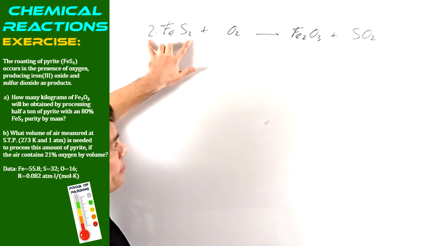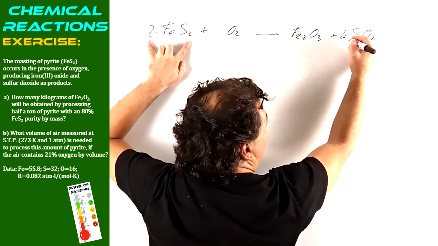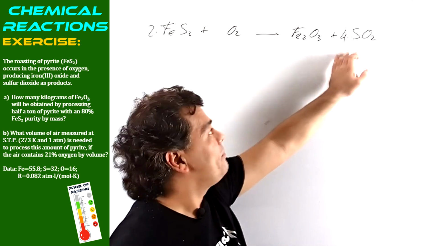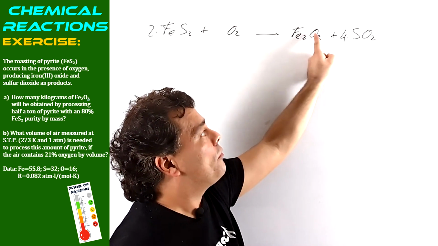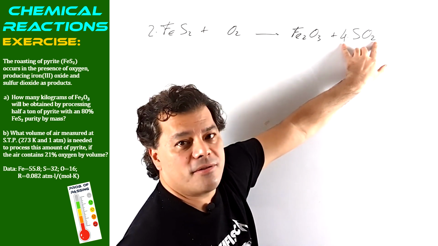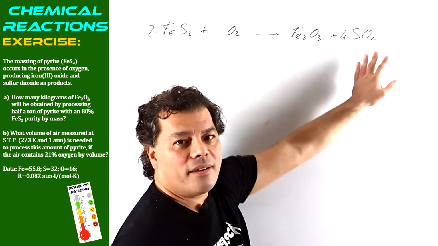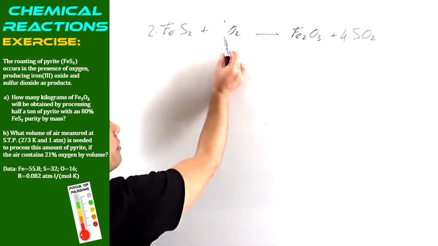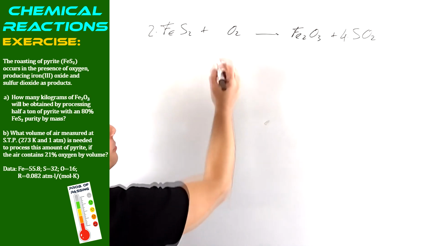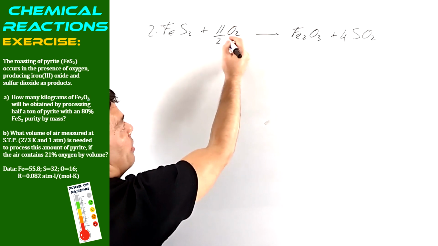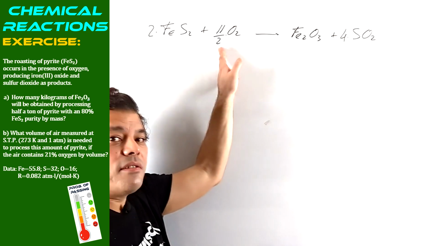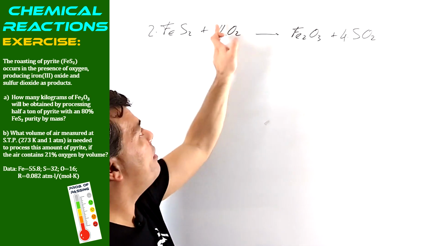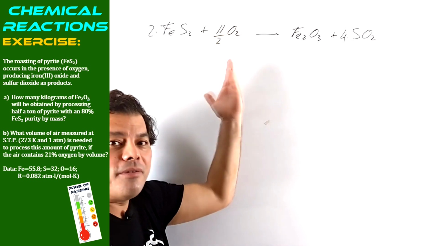2 times 2 is 4. So let's place here number 4 in order to have already the sulfur atoms balanced. And here, oxygens, 3 plus 4 times 2, 8. 3 plus 8 is 11 oxygen atoms on the right. So how can we get here 11 oxygen atoms also? Let's write 11 halves. With this number, we are canceling the effects of this other. So we have already 11 oxygen atoms on the left.